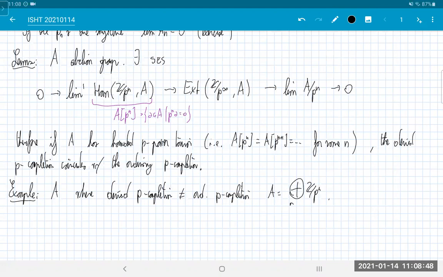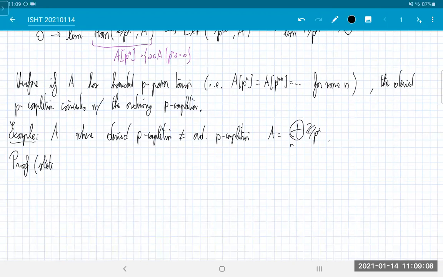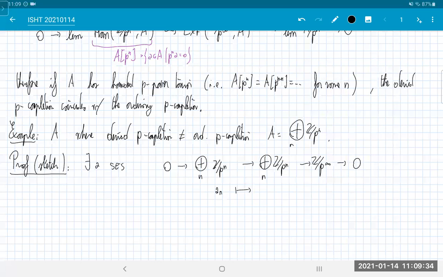Should I prove this lemma? Yeah, let me just give you a sketch. We use a variant of the resolution we had before. There exists a short exact sequence, zero, sum over n of Z/p^n, going to the product over n of Z/p^n, goes to Z/p^infinity, where the maps send a to a_n minus p a_(n+1). You can verify that this is indeed an exact sequence.